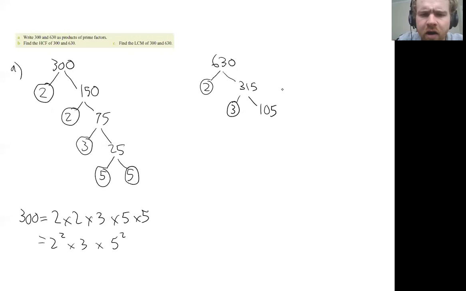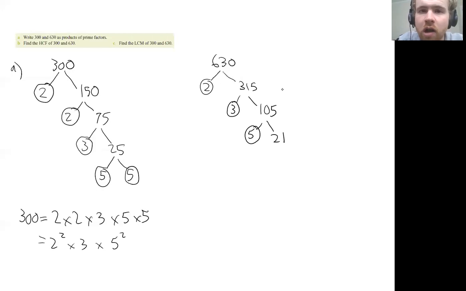Okay, 105, 3 can't go into 105. Oh, yes, it can actually. So let's split it up a different way though, just to show you that you don't always have to do it with the smallest number. So I know that 5 can go into this number, okay, because it ends in 5. And I know that 5 goes into 105 21 times.